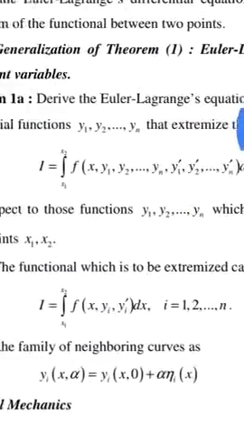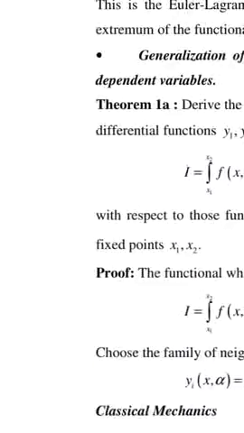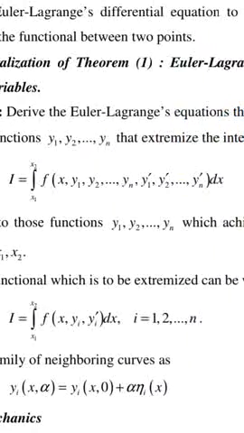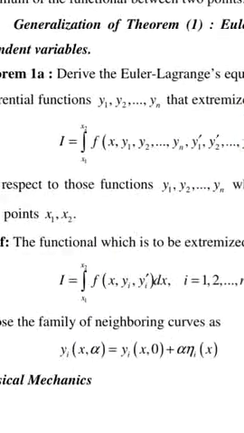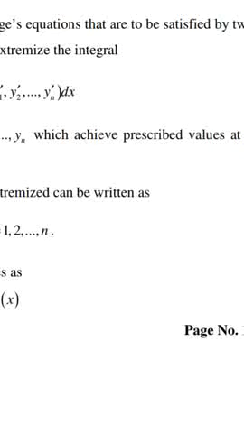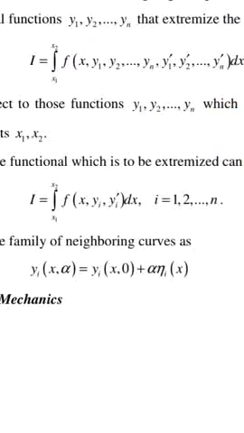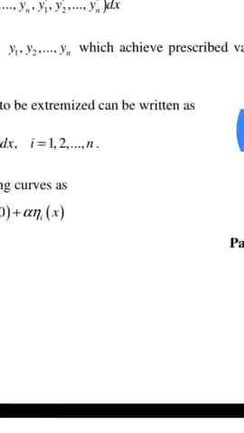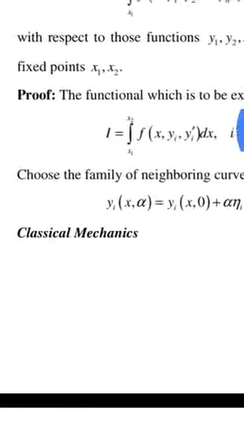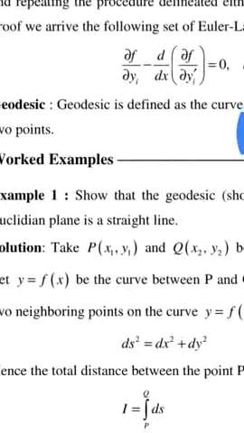Theorem: Derive the Euler-Lagrange equations that are to be satisfied by twice differentiable functions y1, y2, ..., yn that extremize the integral I equal to the integral from x1 to x2 of f(x, y1, y2, ..., yn, y1', y2', ..., yn') dx, subject to the condition that y1, y2, ..., yn are described at the fixed points x1 and x2, and so on.